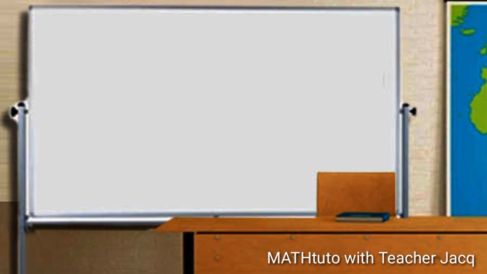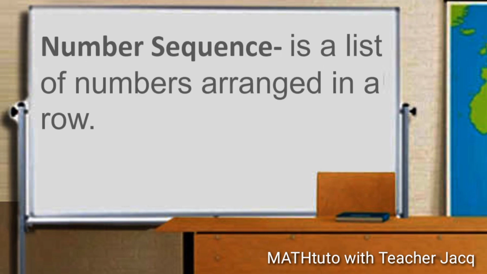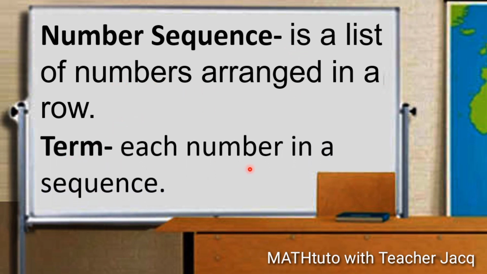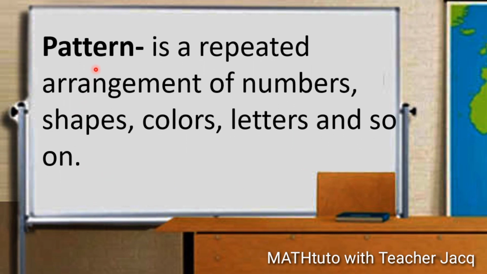Let us study the different terms that we will use in this discussion. The first one is number sequence. Number sequence is a list of numbers arranged in a row. Term: each number in a sequence is called a term. Pattern is a repeated arrangement of numbers, shapes, colors, letters, and so on.